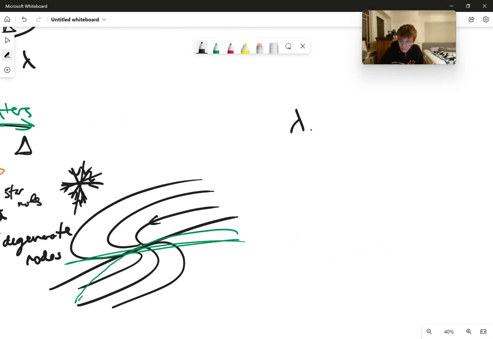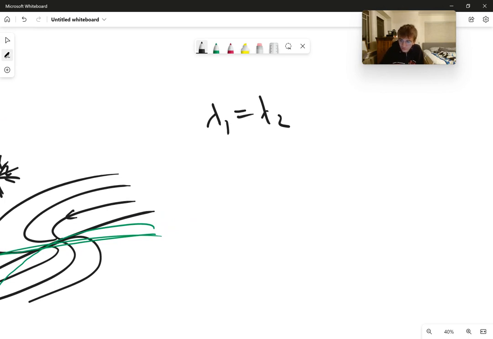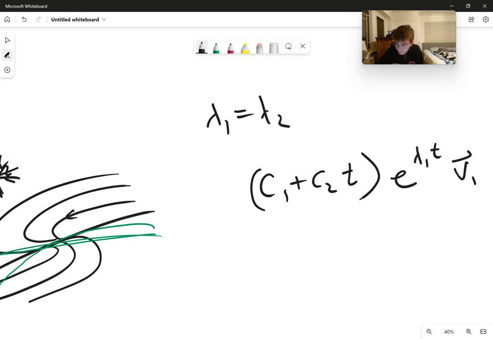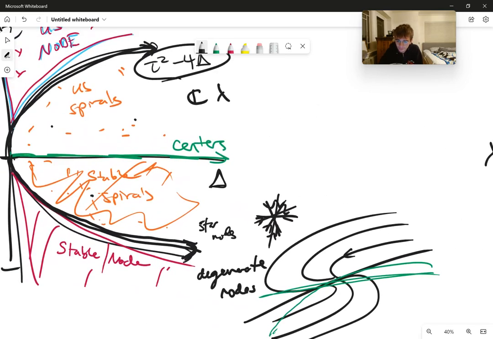I'll quickly tell you that if lambda 1 equals lambda 2, you can have solutions of the form basically c1 plus c2 t, e to the lambda 1 t, v1. So this turns into a polynomial of order t, so long as there's only one linearly independent eigenvector. If there are two linearly independent eigenvectors, it collapses down to the normal form that we already discussed. Refer to the textbook on these and do your own research.